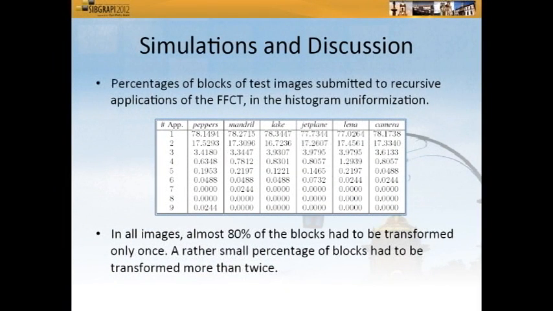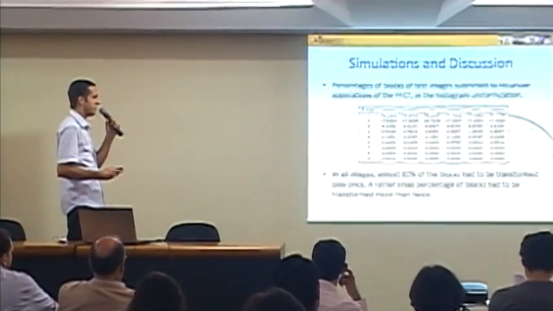And also, we have counted the number of blocks of test images submitted to recursive applications of the FFCT. If we look at this row here, we see that almost 80% of the blocks had to be transformed only once. And a rather small percentage of blocks had to be transformed more than twice, which means that the recursive application of the FFCT does not represent considerable additional computational complexity.